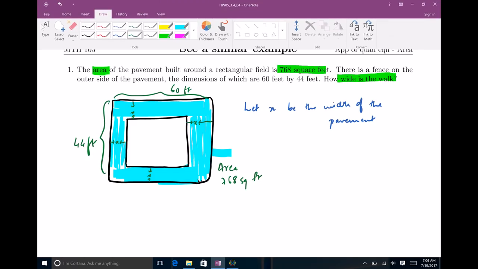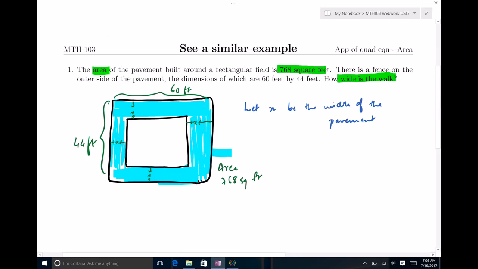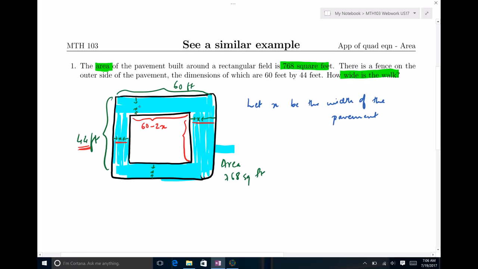So let's write down a few more things. One thing to note here is that if this entire side is 60 feet, and if this width is x and this width is x, it already tells me that this length is 60 minus twice x, since I'll be taking the entire length 60 and subtracting x twice, so that's 60 minus 2x. And similarly, if you look at the length of the shorter side of the inner field, it's going to be 44, that's this whole side, minus 2x, so that's 44 minus 2x.